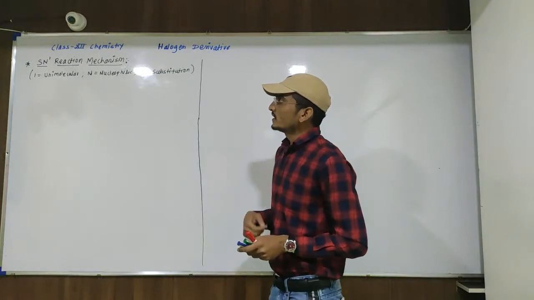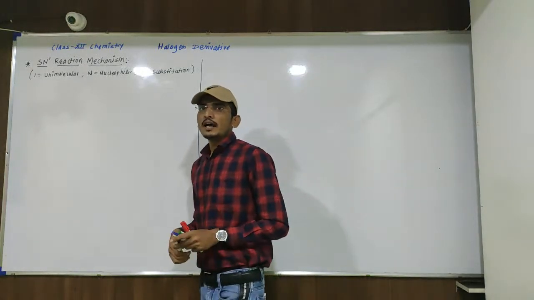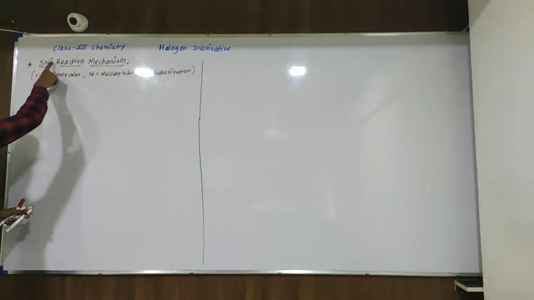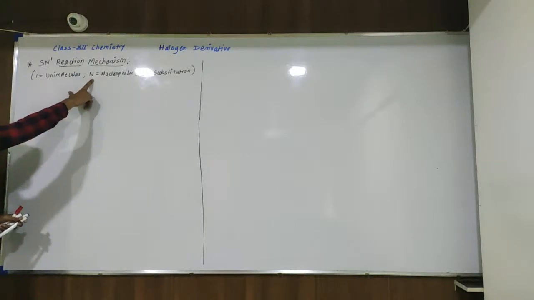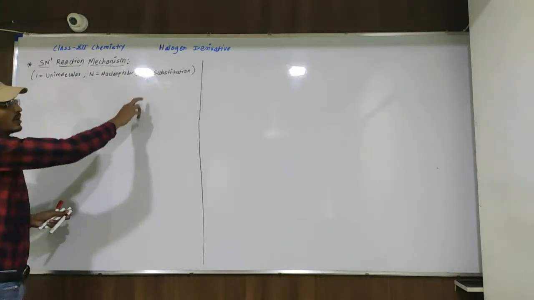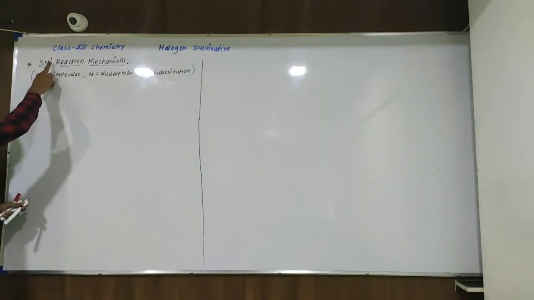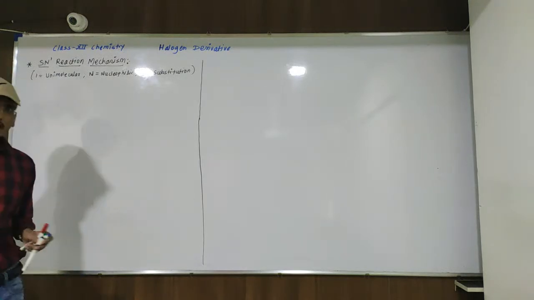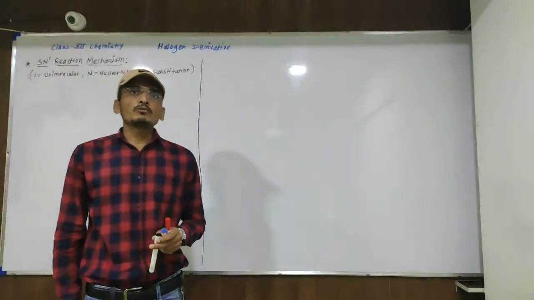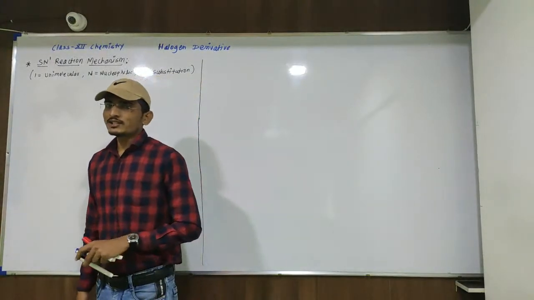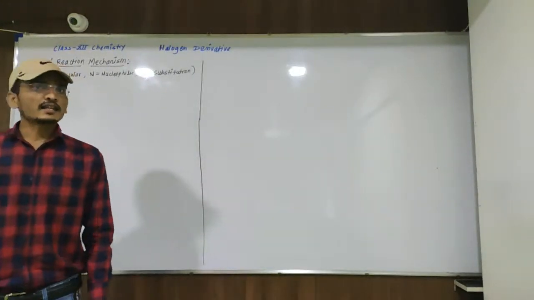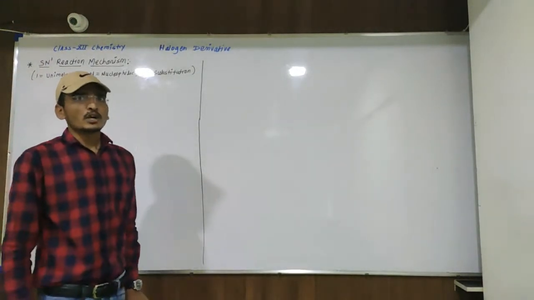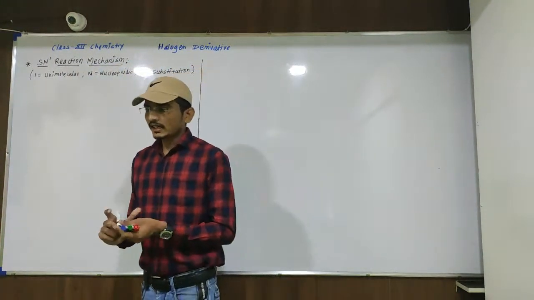Today we see the SN1 reaction mechanism. What is the meaning of SN1? Here 1 means unimolecular, N means nucleophilic, S means substitution. So it is the unimolecular nucleophilic substitution reaction, and it is shown by tertiary alkyl halides. That's why, in the hydrolysis of alkyl halides, we consider tertiary alkyl halides.